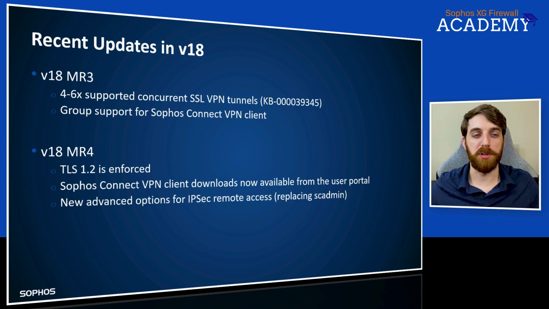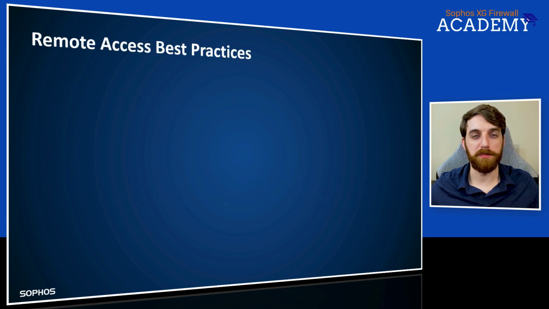Also, we have added support for groups for the Sophos Connect VPN client. Now you can create a group and add it to the Sophos Connect client, and then add users to it on the XG firewall. In MR4, we are now enforcing TLS 1.2. You can also, as you saw previously on the IPsec slide, now download the Sophos Connect VPN client directly from the XG firewall. And also, as you saw, the new advanced options are now in there as well.